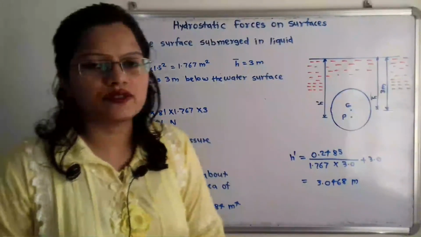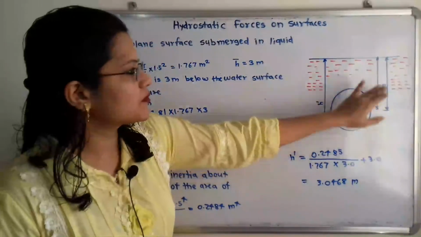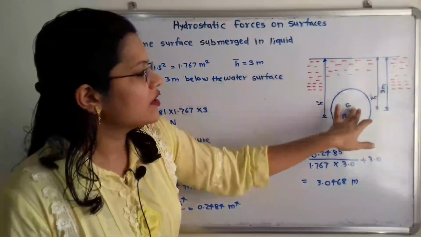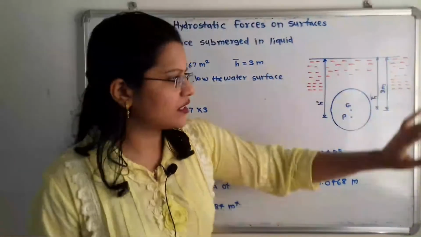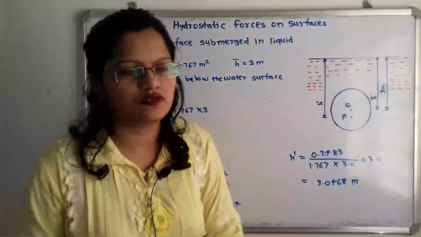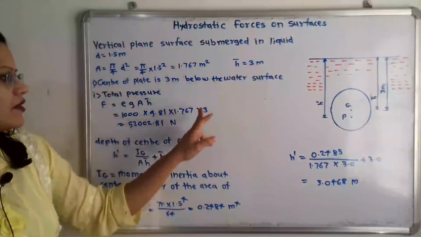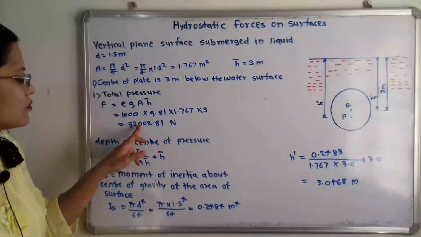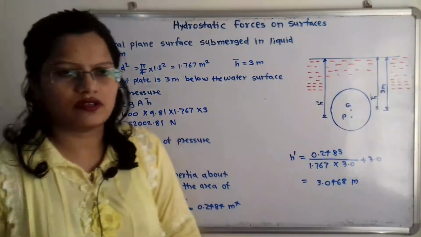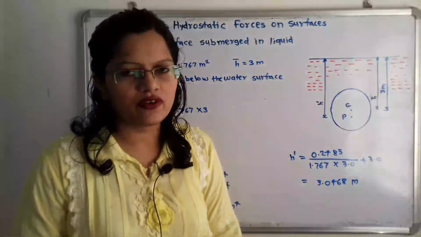And what is this h bar? h bar is the distance from the free surface of water to the center of gravity. It is directly given in the question, that is h bar is equal to 3 meter. So we will directly take h bar is equal to 3 meter, and when we calculate this we will get the answer 52,002.81 Newton. So this is the answer of our first question.